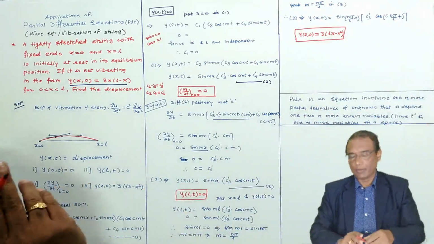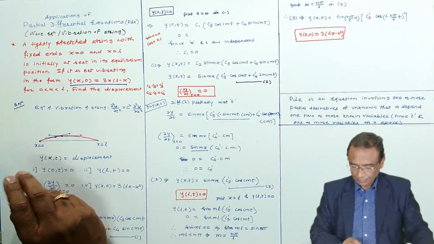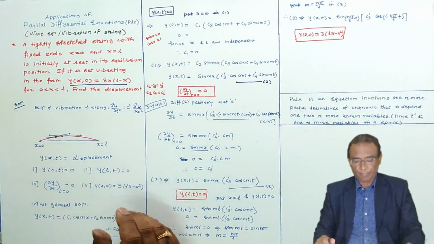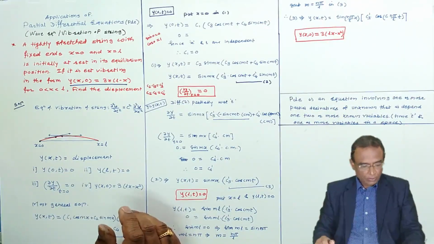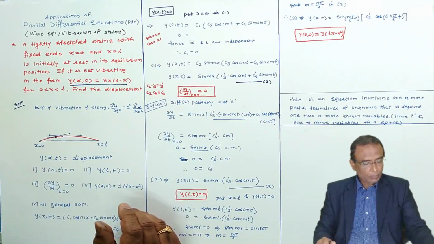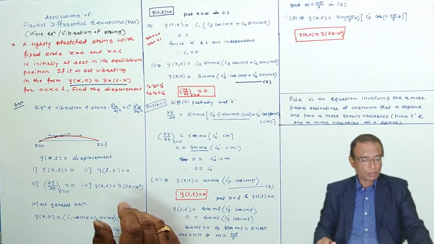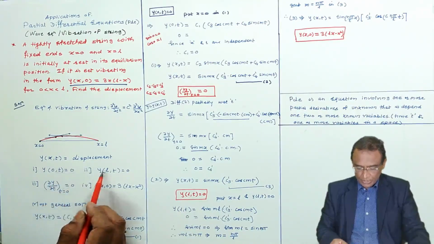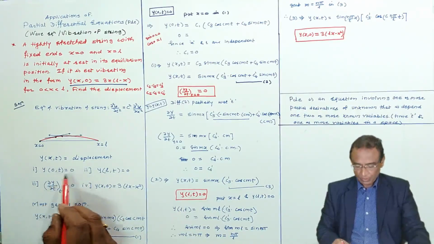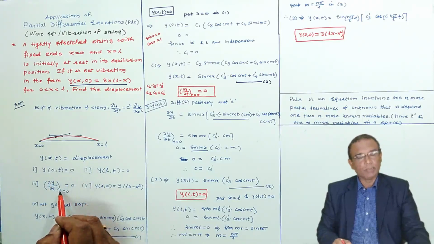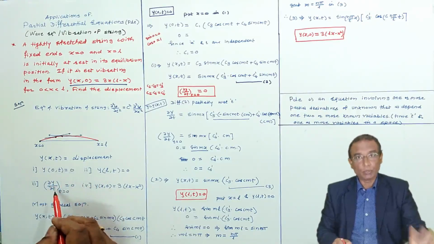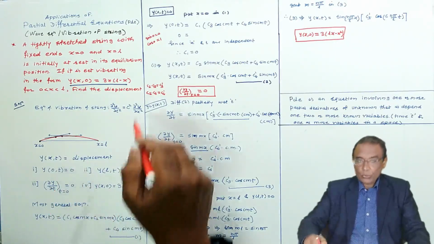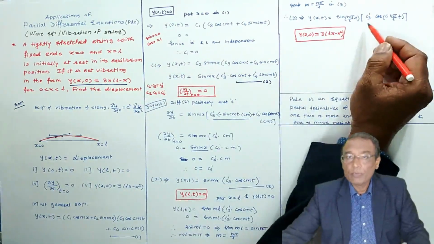Lx minus x square, this way it is. Okay. Now, when you solve problems on vibration of string, in most of the problems, you will find the first three conditions common. These first three conditions are the same in most of the problems, not all. Therefore, the procedure of solution up to this step will be the same.